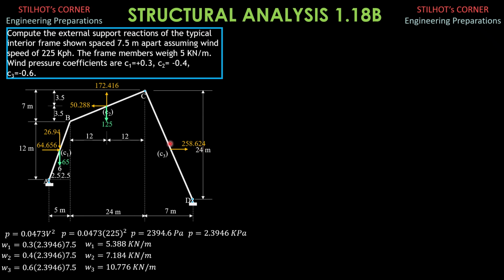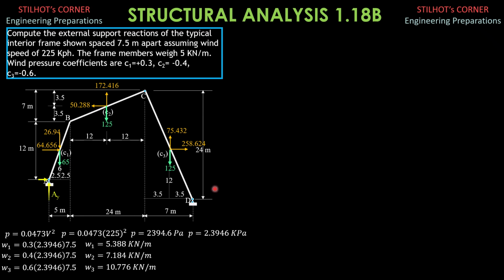The vertical component of wind load is upward, and it is 10.776 times 7, and it is equal to 75.432 kilonewtons. The weight of member CD, the length is square root of 7 squared plus 24 squared, so 25. So 5 times 25 is also 125 kilonewtons. And the points of application of these wind load components and gravity load would be 3.5, 3.5 from left and right of C and D respectively, and vertically half of 24, 12 meters as shown.